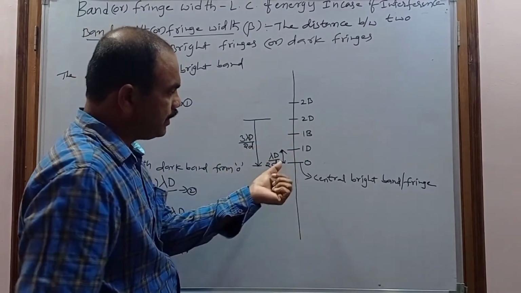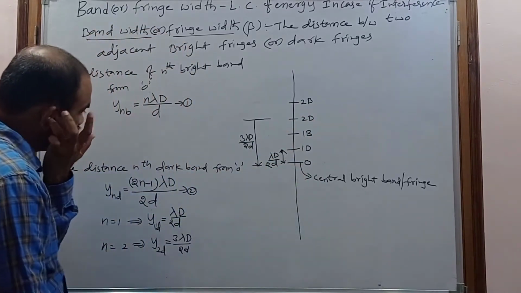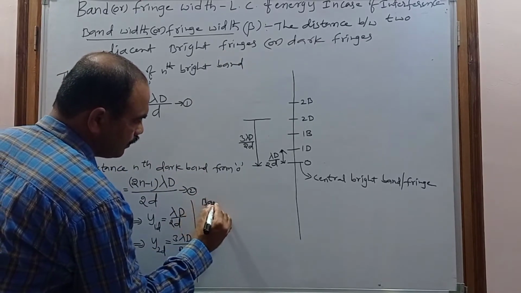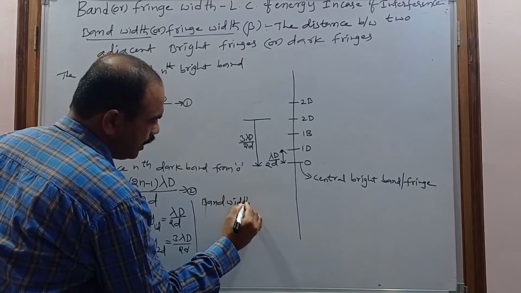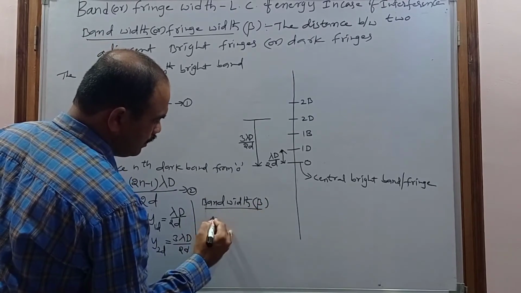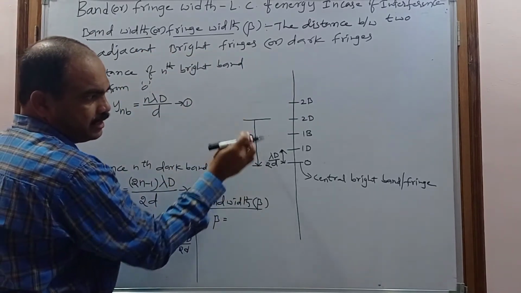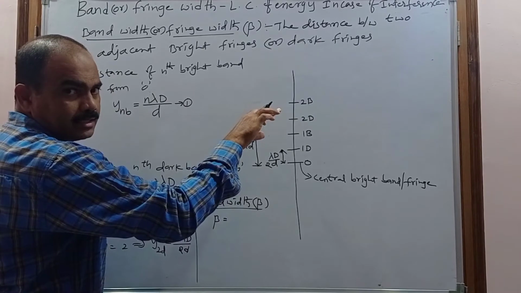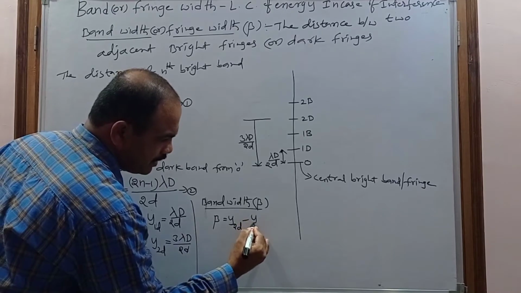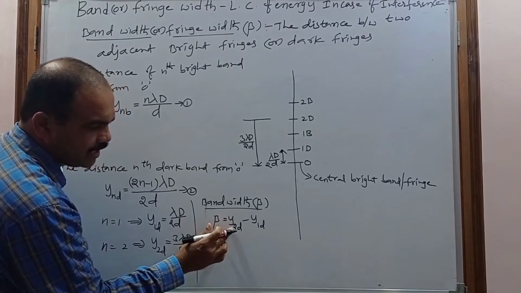If I subtract the first dark band distance from the second dark band distance, then you get the bandwidth. What is the bandwidth? The bandwidth is represented with the letter beta. The bandwidth of two adjacent dark fringes, that is beta. The first dark band and the next adjacent one is the second dark band. So beta equals the second dark band distance minus the first dark band distance.